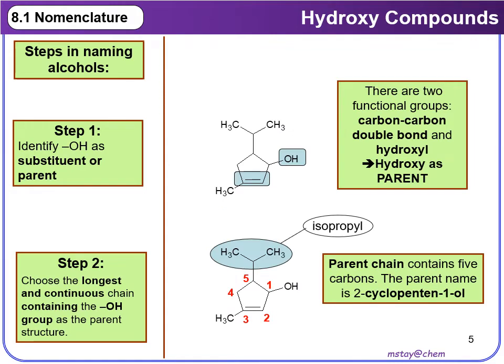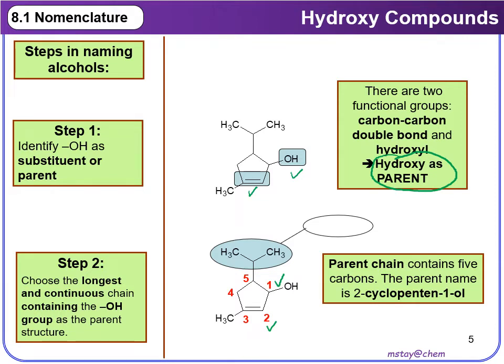Another example of an alcohol compound also consists of two functional groups. One is a carbon-carbon double bond and another one is the hydroxyl group. Again, when you focus on the priority list, hydroxyl has the higher position, so it will become the parent name. So this one will be considered first carbon and then we go clockwise so that the position of the carbon-carbon double bond is also as low as possible.